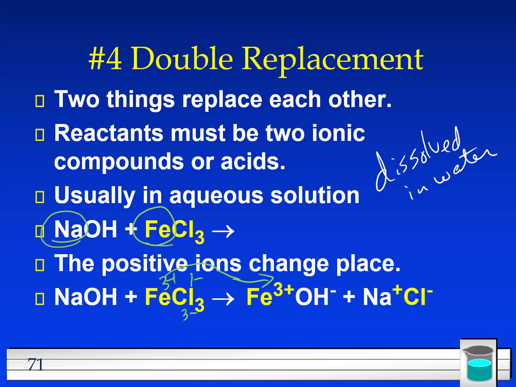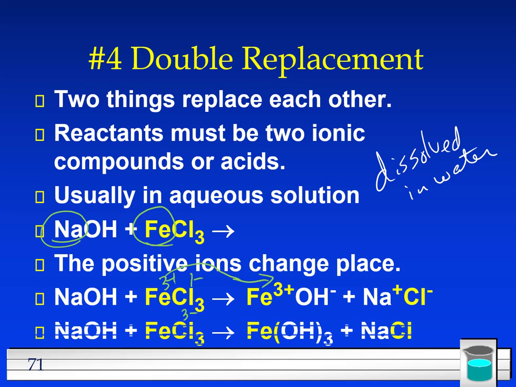I used the reactants to figure out the charge, because I'm not going to change what the charge is this time. Single replacement changes the charge, double replacement doesn't. Okay? It just changes partners. So when I do that, I'm going to have to put 3 next to OH, which means I need parentheses. So first I did what the name said, switch partners, double replacement. Then I used charges to figure out subscripts.